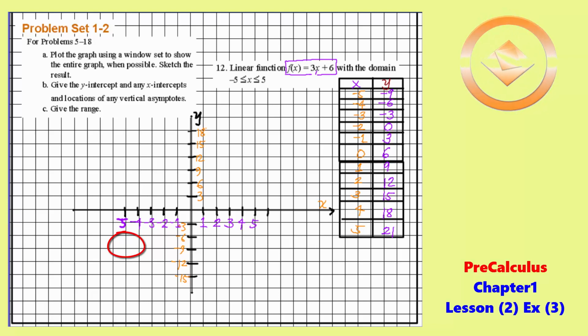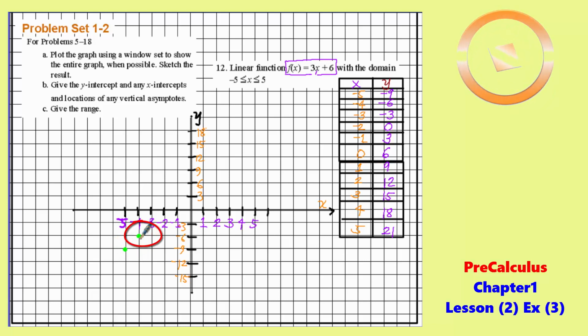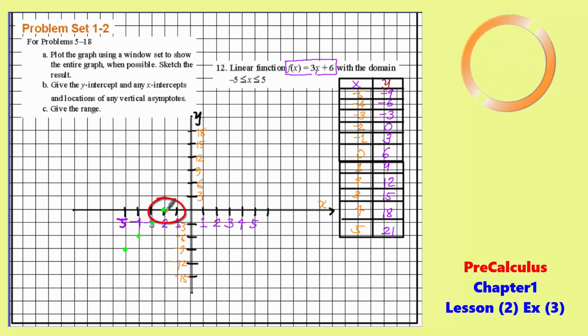Okay, so negative 5, negative 9, so it's here. If it's negative 4, it's negative 6, so it's here. If it's negative 3, it's negative 3, so it's here. If it's negative 2, it's 0, so it's here. If it's negative 1, it's 3, so it's here. If it's 0, it is 6. If it's 1, it's 9.